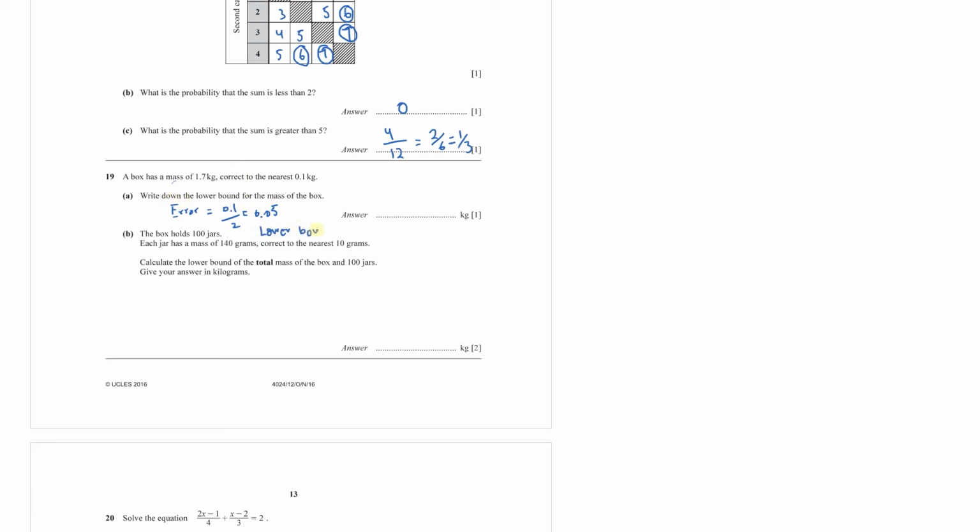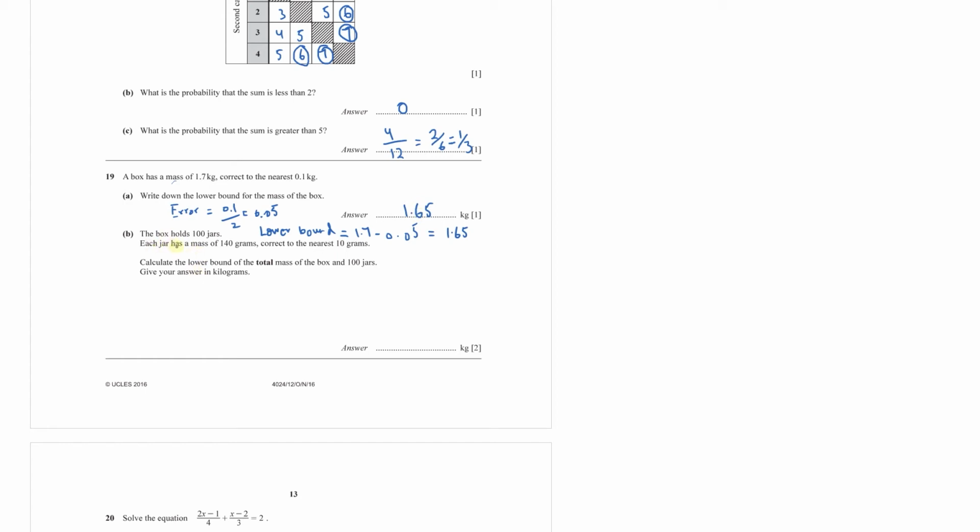So you have to find the lower bound. Lower bound would be equal to the mass minus the error. For the lower bound, you subtract the error. So 1.7 minus 0.05 will give you 1.65 kg. So your answer is 1.65.